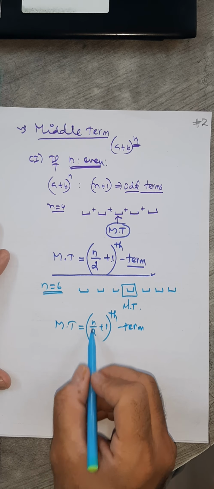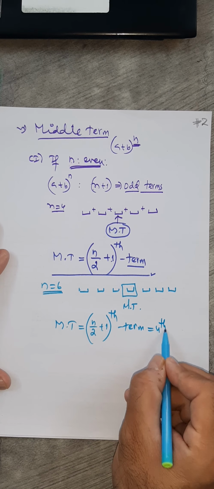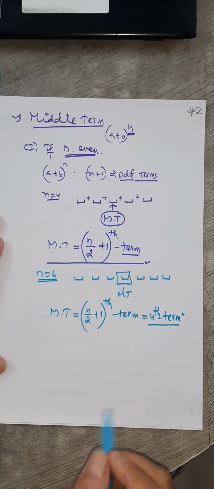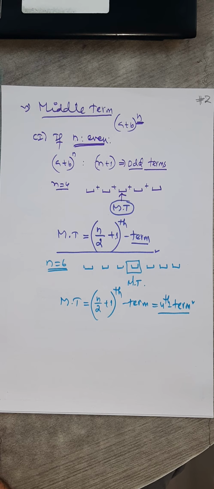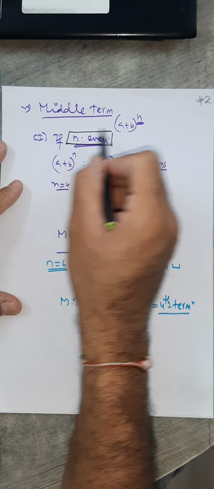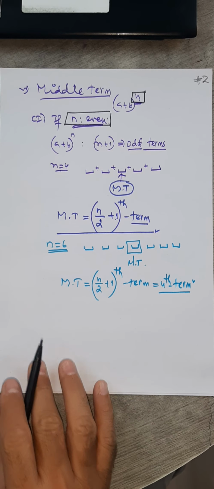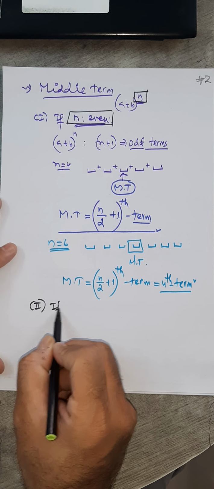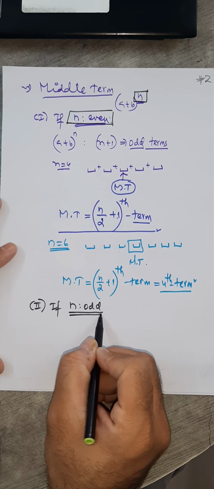Fine. Now n by 2 means 6 by 2, that is 3, plus 1. That is which term? Fourth term. The fourth term will be the middle term, that is T4, and then you can use the earlier formula which I have stated. So this is case number 1, especially for when n is even, when this power is even power. In case number 2, let me write the second case. There n is an odd number, right? n is which number? Odd number.